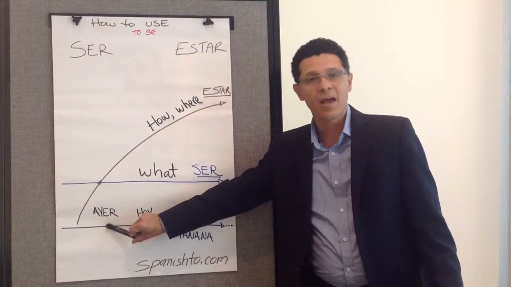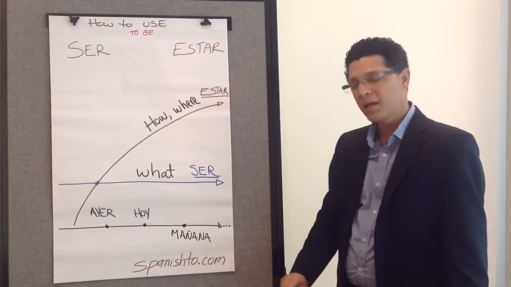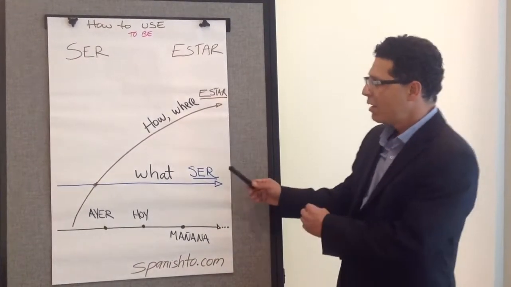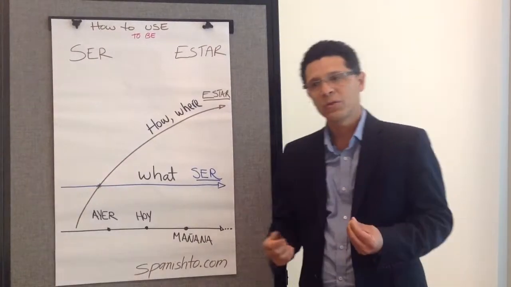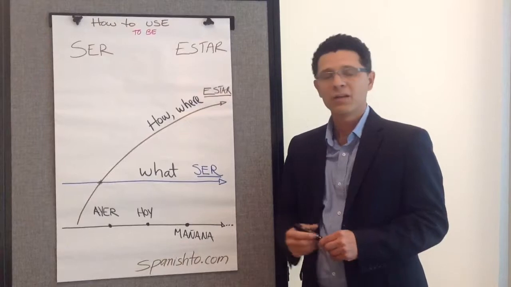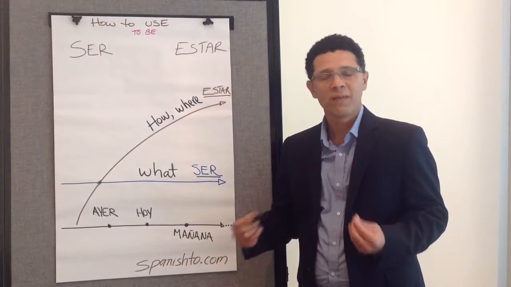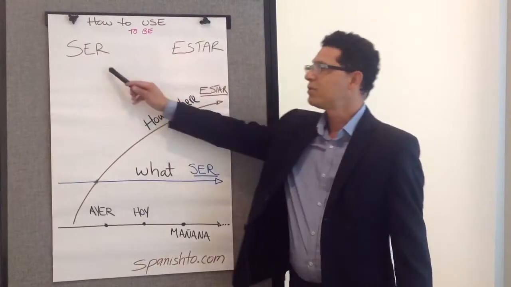I have here ayer, that means yesterday. Hoy means today. Mañana means tomorrow. So what happens when you have to decide what to do in English or Spanish to use the verb to be? Well, in English there's only one option, to be, and there's no need for thinking. But in Spanish, you need to decide whether you're going to use ser or estar.